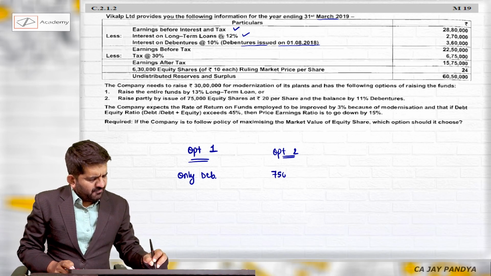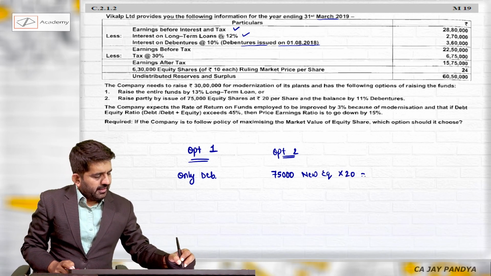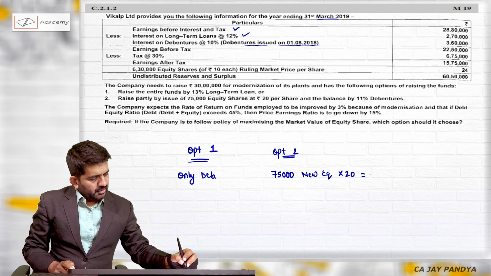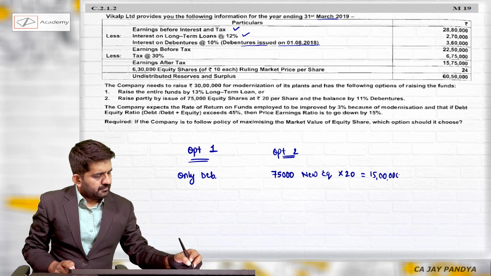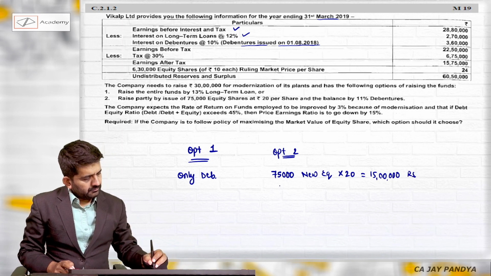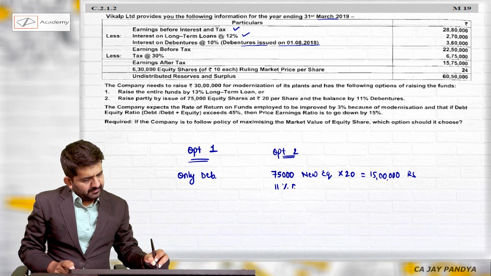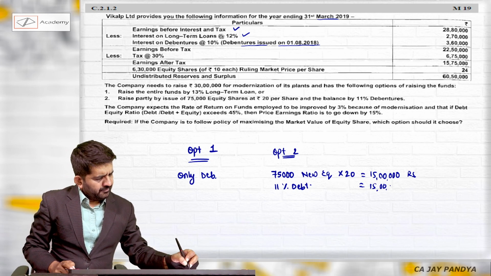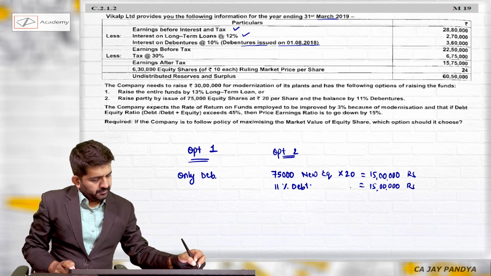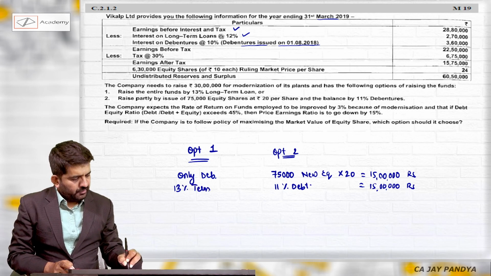So 75,000 new equity shares will be issued at the rate of 20, which will be 15 lakh rupees, and 11% debt of the remaining 15 lakh rupees. In option 1, only debt, it is 13% term loan.